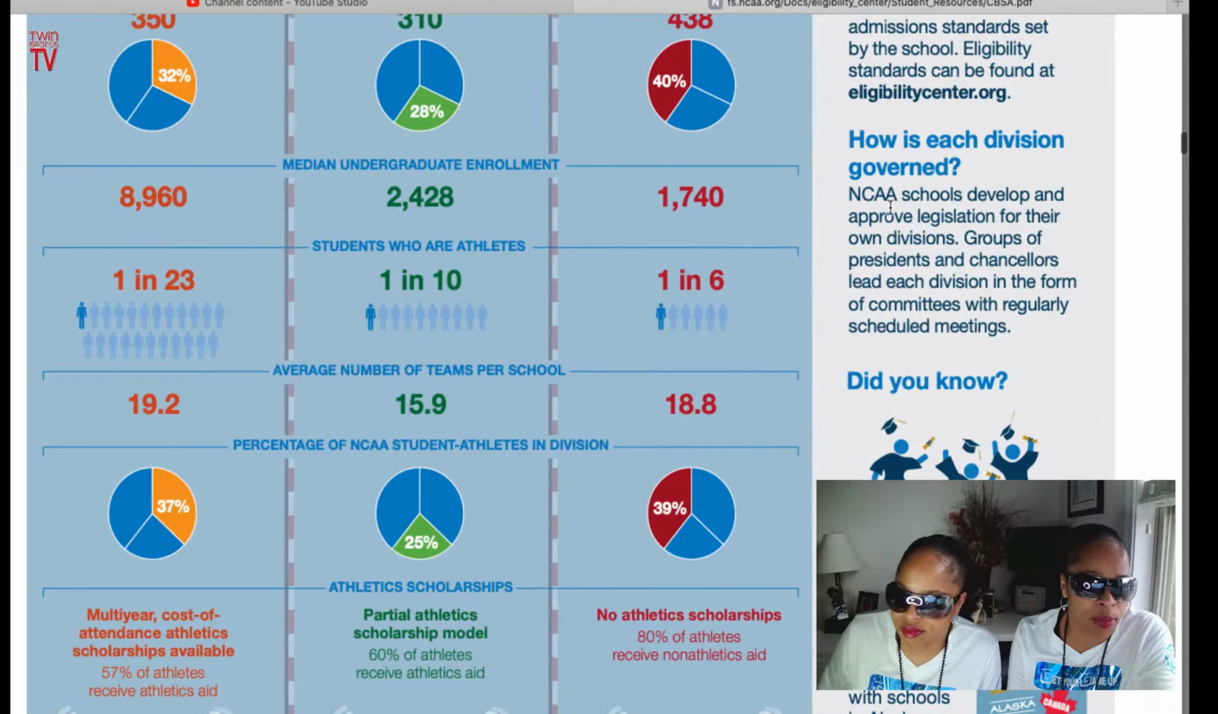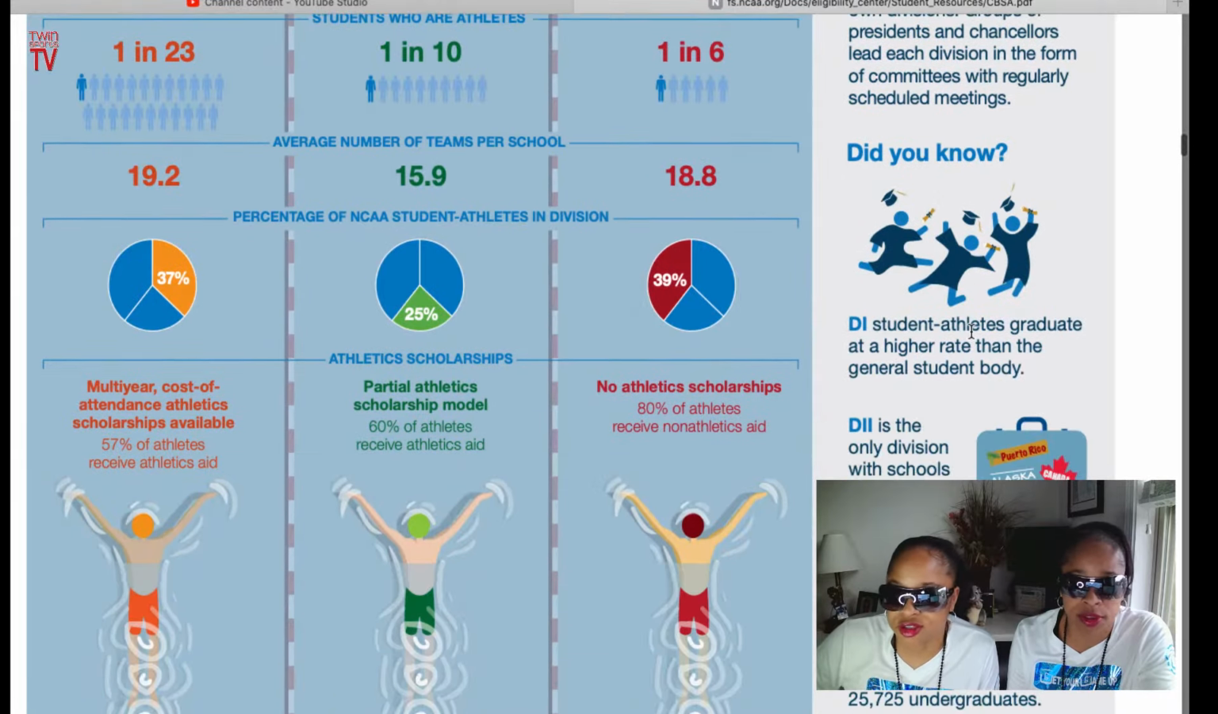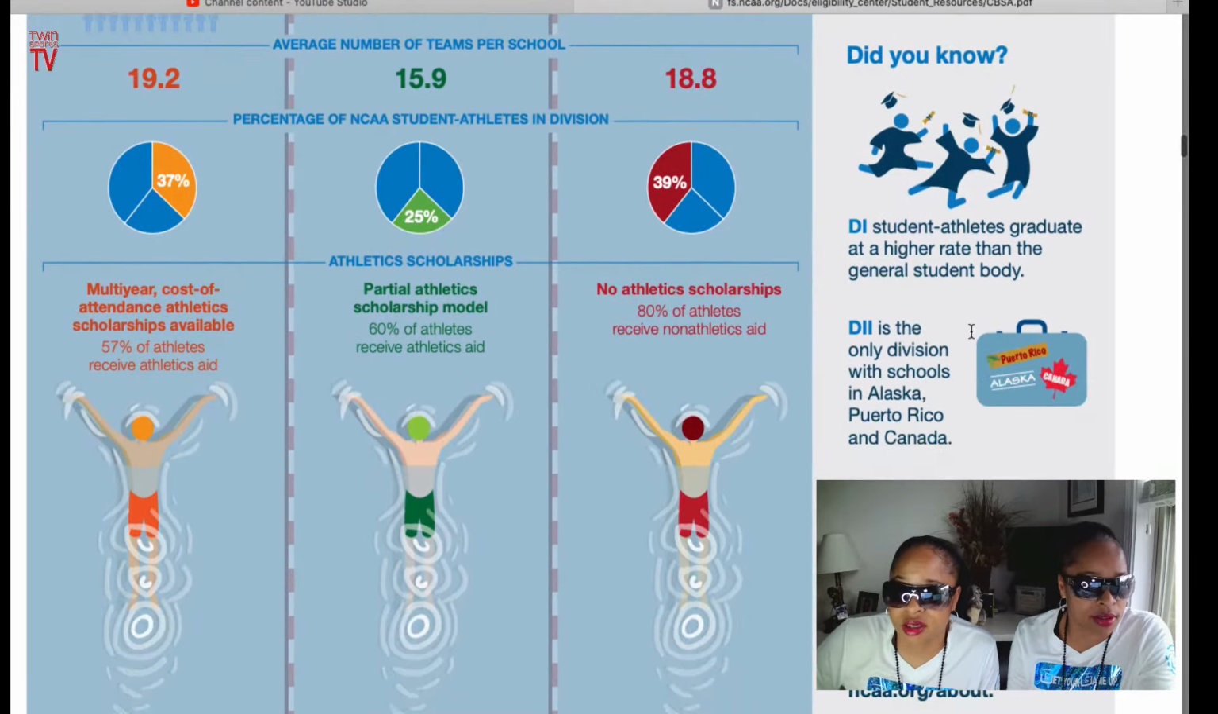Moving up to the next question, it says, "How is each division governed? NCAA schools develop and approve legislation for their own divisions. Groups of presidents and chancellors lead each division in the form of committees with regularly scheduled meetings." And then it says, "Did you know?" Did you know this? This is a good one right here.